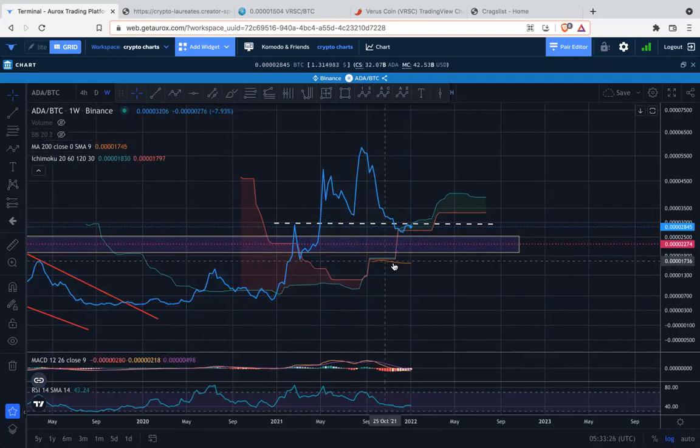200 moving average is all the way down here. Okay, interesting. And Ichimoku Cloud, as we're seeing here, fighting within it. So we'll see up or down in this intermediate time frame here.